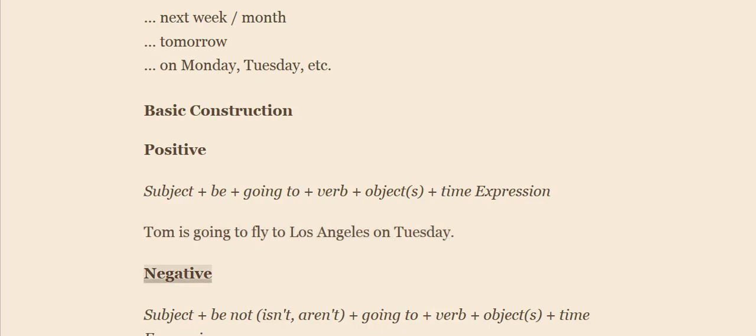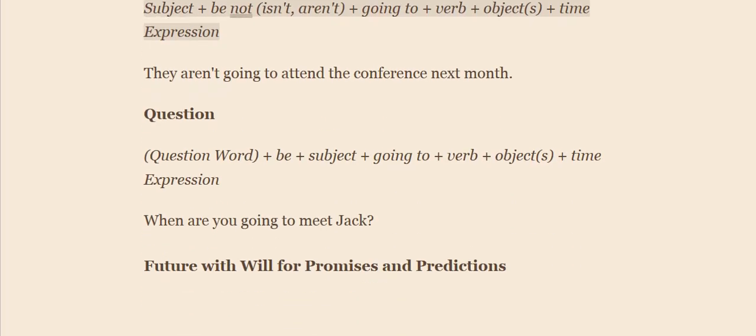Negative: subject plus be not (isn't/aren't) plus going to plus verb plus object(s) plus time expression. They aren't going to attend the conference next month. Question: question word plus be plus subject plus going to plus verb plus object(s) plus time expression. When are you going to meet Jack?